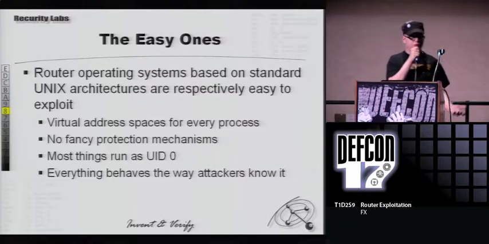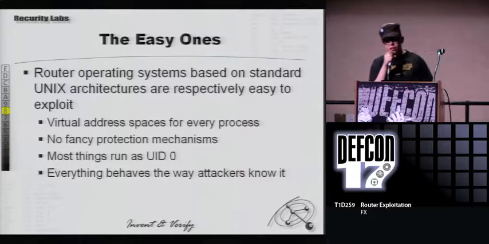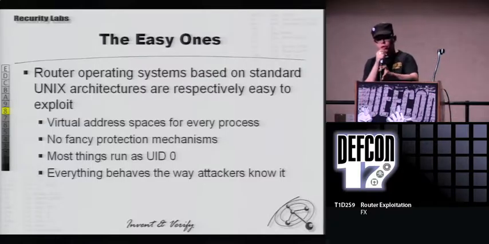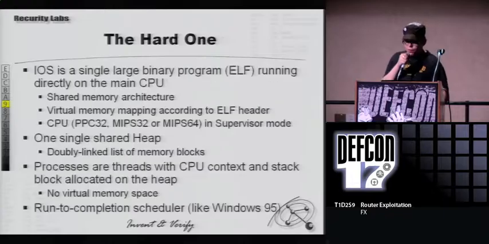Unix-like operating systems on routers make it actually really easy to exploit those boxes. There is nothing fancy about it. So I don't actually know if we just messed up completely and should have written a rootkit detector for Juniper and not for Cisco. But yeah. So the hard one is IOS. This is why I love it.